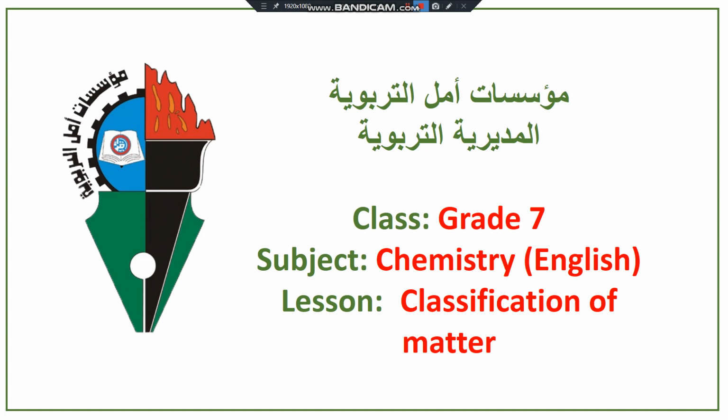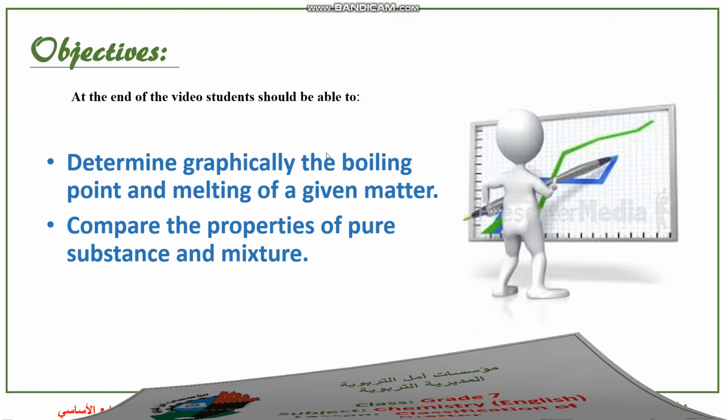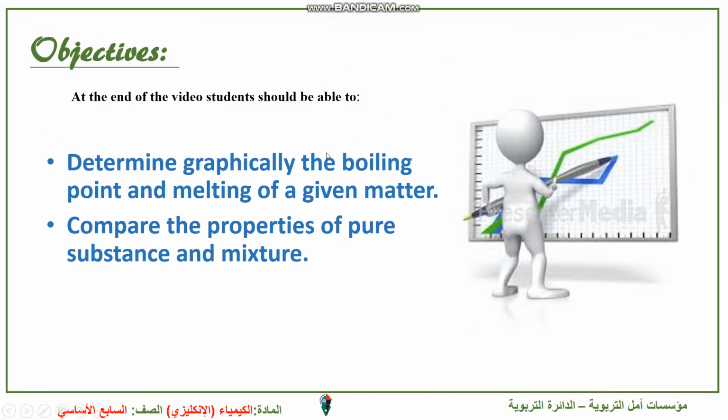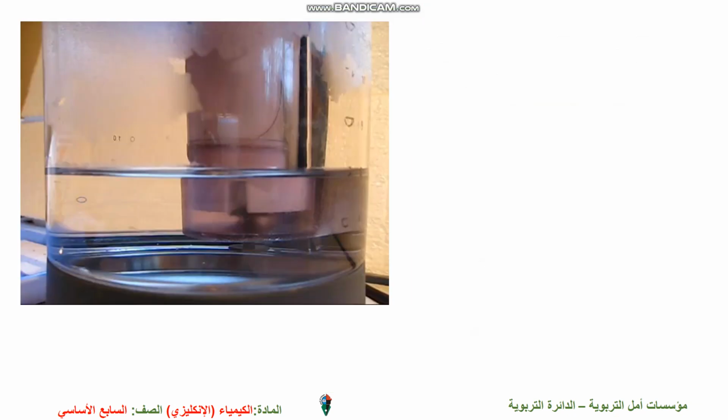We will continue our lesson about the classification of matter. At the end of this video, you should be able to determine graphically the boiling point and the melting point of a given matter and to compare the properties of pure substance and mixture.